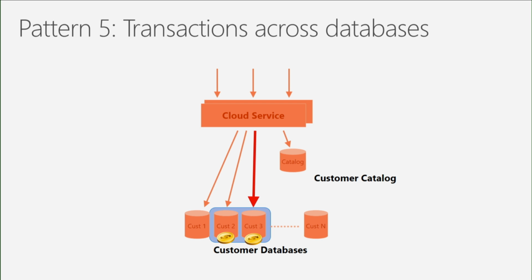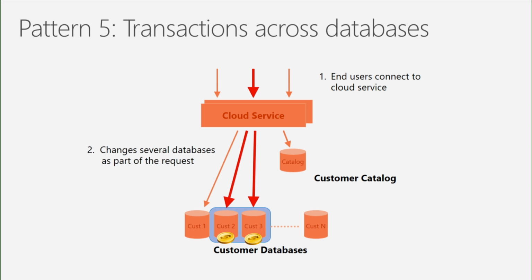So the fifth and last pattern that we're going to go into is transactions across databases. This is now available in Azure SQL database, and we're super excited about it. Looking at this similar pattern where an end user connects in, and because it's cached, they get redirected directly to their tenant database. And here, we want to do a transaction across multiple databases, and we want those changes to be committed together or not committed at all as part of the request.